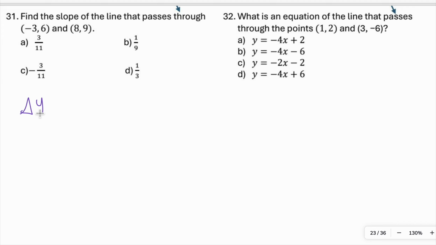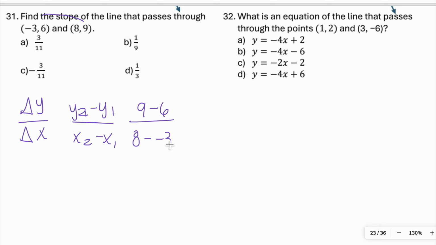Remember, slope is the change in y over the change in x, or you might have learned y2 minus y1 over x2 minus x1. I'm going to do 9 minus 6 for my y's, and then 8 minus -3 for my x's. So I'm going to get 3 over 11, so that is option A.